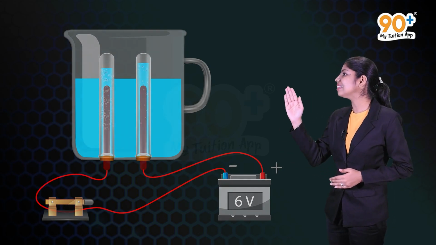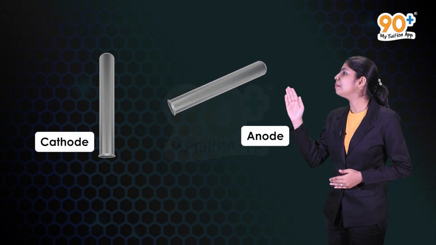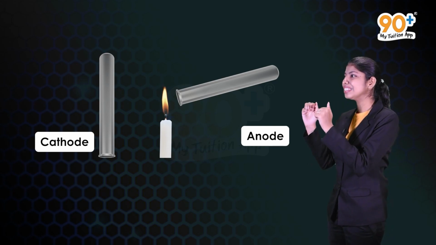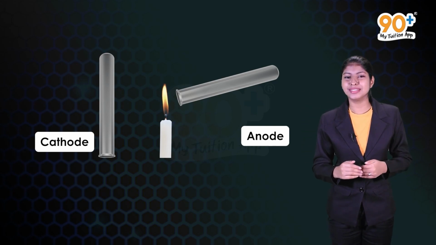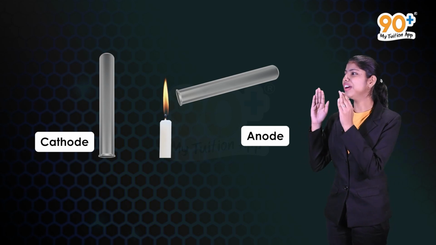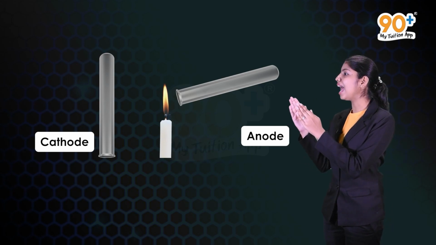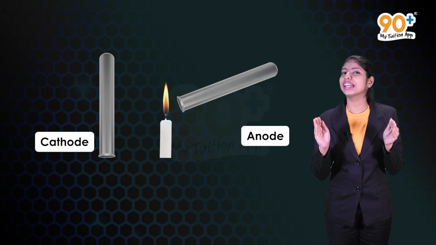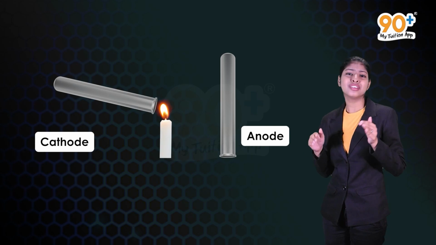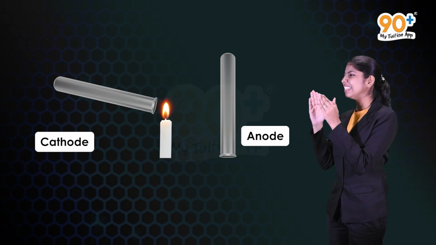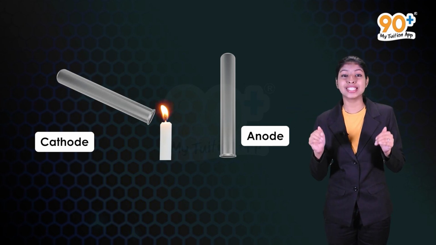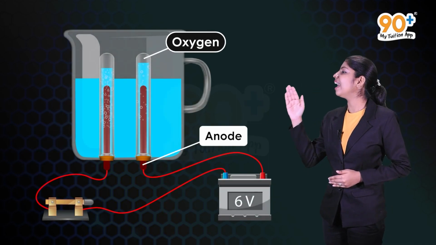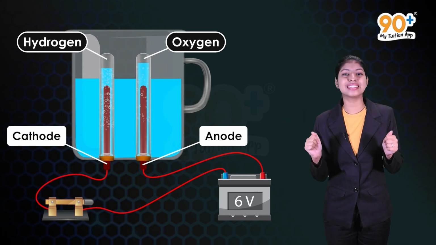Now let's test these gases one by one by bringing a burning candle near the mouth of the test tube. What do you observe? Here you can see when we show the candle near the anode, the flame enhances, right? Now let's show the candle near the cathode. What do you observe? Yes, the flame decreases. So we can say that at the anode, oxygen gas is bubbled and at the cathode, hydrogen gas is bubbled.